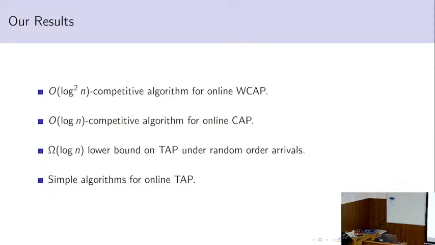Here, what we say is that even if you weaken the adversary a little bit, in that the adversary can decide what request to send you, but they cannot decide the order in which they appear, even in that case, the log n lower bound still holds. And finally, we also give some simpler algorithms for TAP. So I'm going to give a very broad outline of this log n competitive unweighted CAP algorithm that we have.